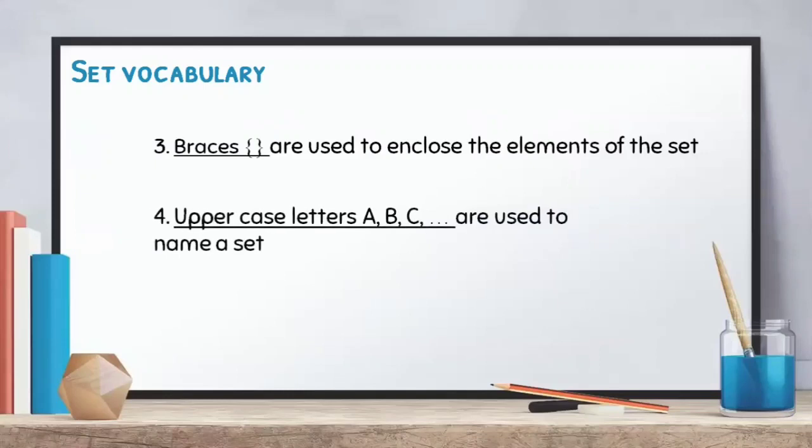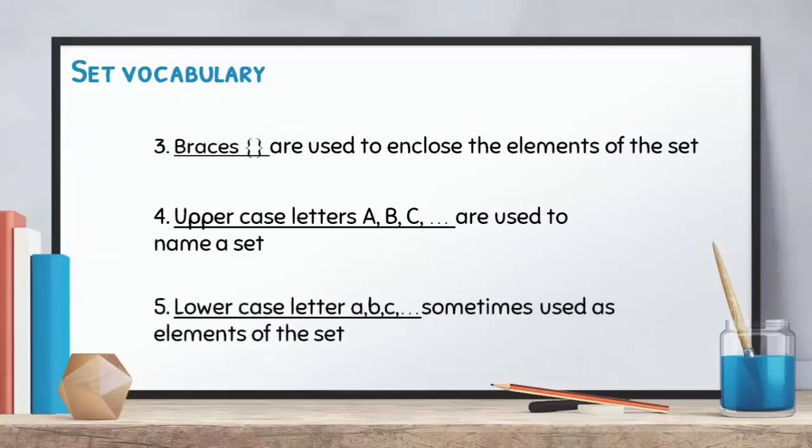Number 4, uppercase letters. So we have your A, B, and C. They are used to name a set. Number 5, lowercase letters a, b, c, sometimes used as elements of the set. So you have to remember that the lowercase letters or the small letters are not used to name your set. Sometimes they are only used as elements of our set. Any question for our set vocabulary?